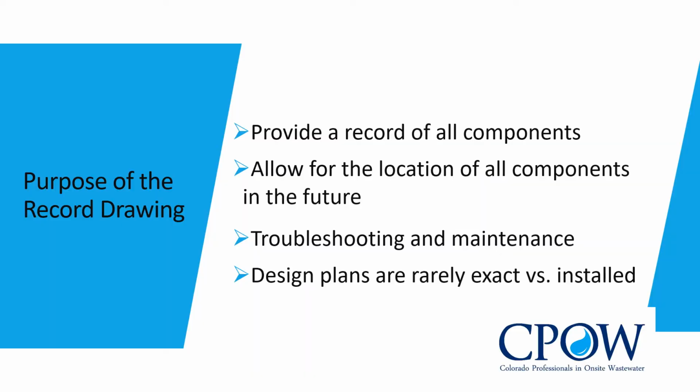What is the purpose of a record drawing? A record drawing provides information to owners, regulators, OWTS practitioners, or anyone that may have an interest in locating a component for the system. Location of system components can be made easily and quickly with a clear, concise, and complete record drawing. This is critical when troubleshooting or maintaining a system. It provides a record of what was actually installed.